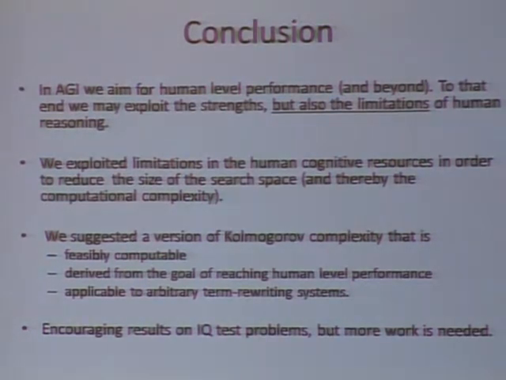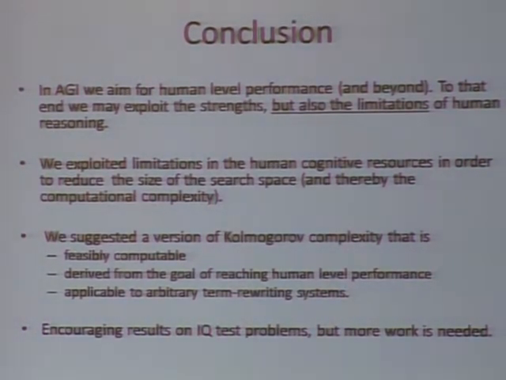So we conclude here that in AGI we aim for human level performance and beyond. And to that end we can exploit both the strengths, as we often try to do, and also the limitations of human reasoning. In this particular case we exploited the limitations in the human cognitive resources in order to reduce the size of the search space, and thereby reduce the computational complexity.